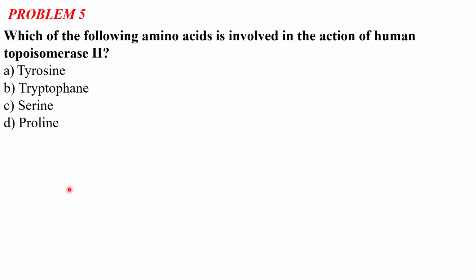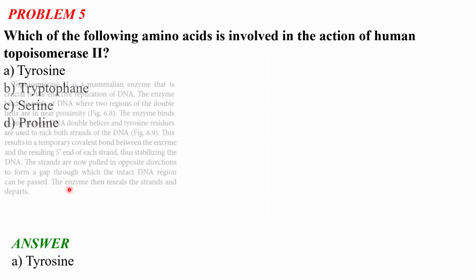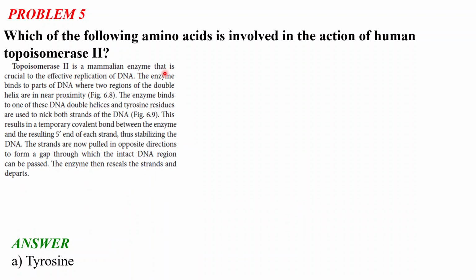Okay, so the correct answer to problem number 5, the amino acid which is involved in the action of human topoisomerase 2, is A, tyrosine. Yes, it is the correct answer. Topoisomerase 2 is a mammalian enzyme that is crucial for the effective replication of DNA. The enzyme binds to the parts of DNA where two regions of the double helix are in near proximity. The enzyme binds to one of these DNA double helices and tyrosine residues are used to nick both strands of the DNA. This results in a temporary covalent bond between the enzyme and the resulting 5' end of each strand, thus stabilizing the DNA. The strands are now pulled in opposite directions to form a gap through which the intact DNA region can be passed. The enzyme then reseals the strand and departs.